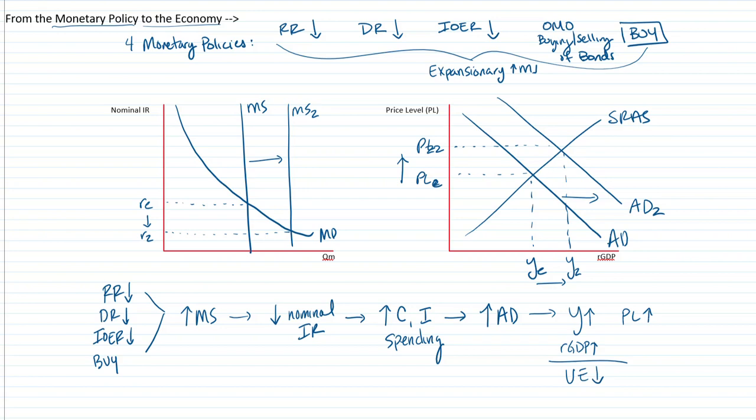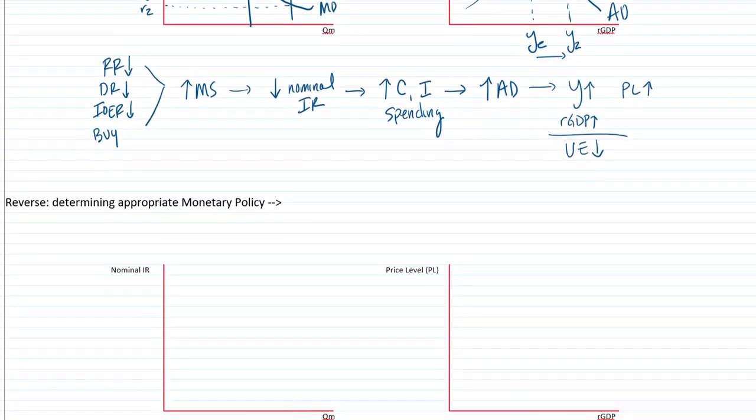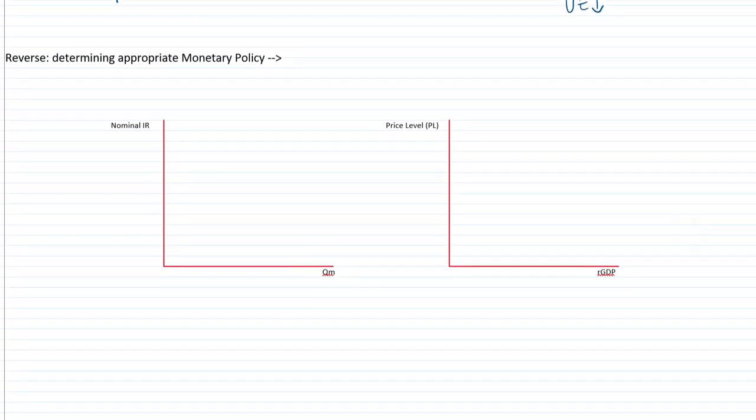So that is the forward-thinking model of how monetary policy works and how the policies work their way into and through the economy, and what the Fed is necessarily trying to do. But we also need to be able to consider this more in reverse. In other words, what the Fed actually works its way through.